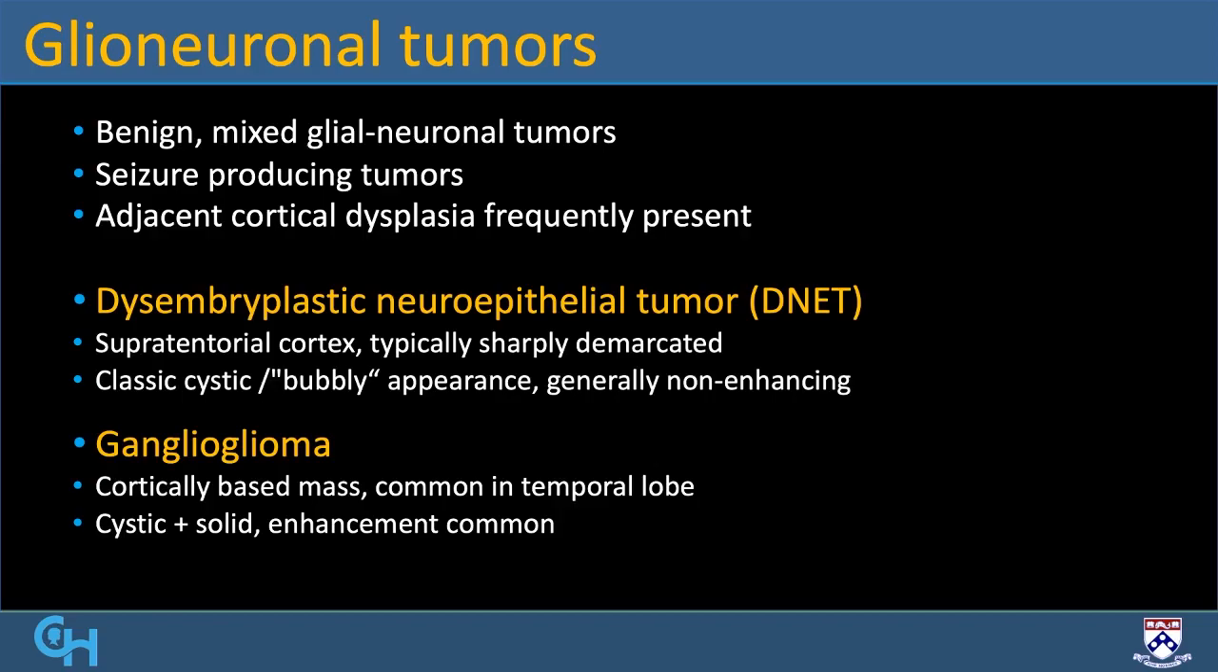So DNETs are typically characterized by their multicystic or bubbly appearance and cortical location, mostly supratentorial, and generally do not show any enhancement. Whereas gangliogliomas have both cystic and solid components, and enhancement is very common. A favorite location of gangliogliomas is the temporal lobe.